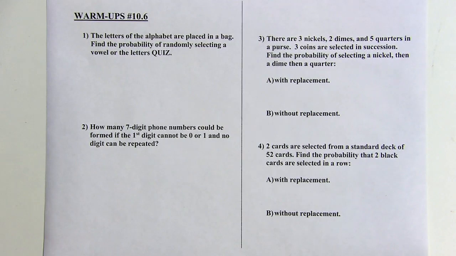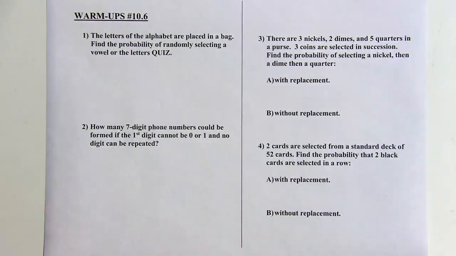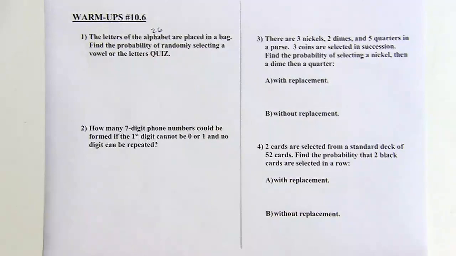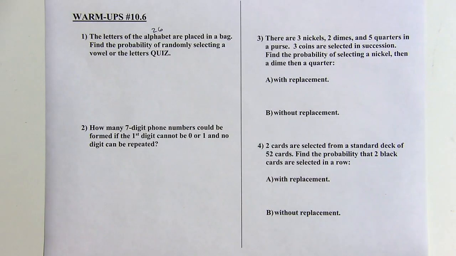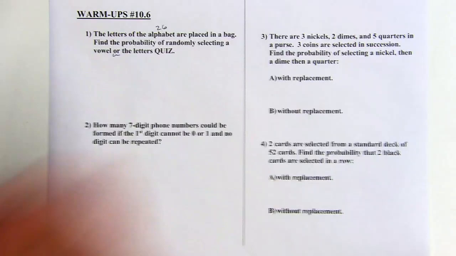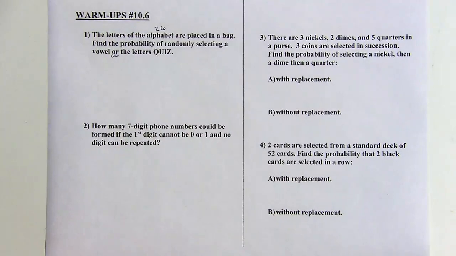Okay, here's warm-up 10.6. The letters of the alphabet are placed in a bag. So we've got to know that we've got 26 letters in the alphabet. That's going to be key here. Find the probability of randomly selecting a vowel or the letters of QUIZ: Q, U, I, or Z.